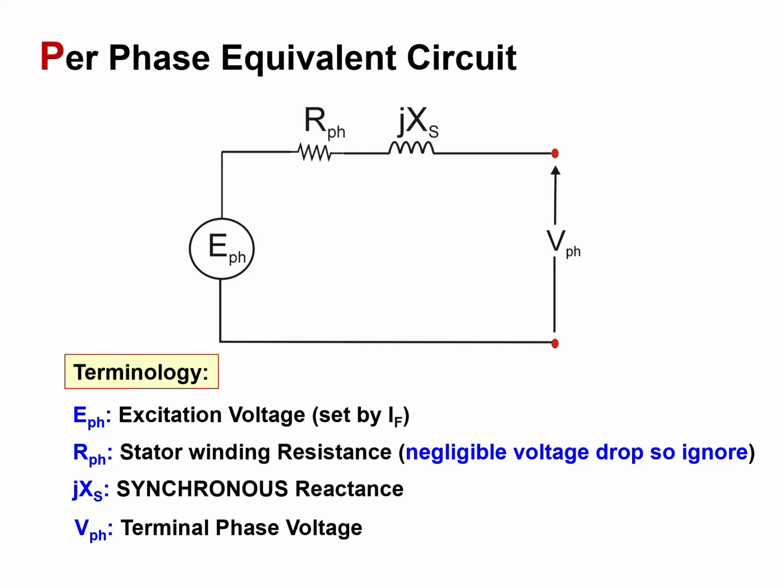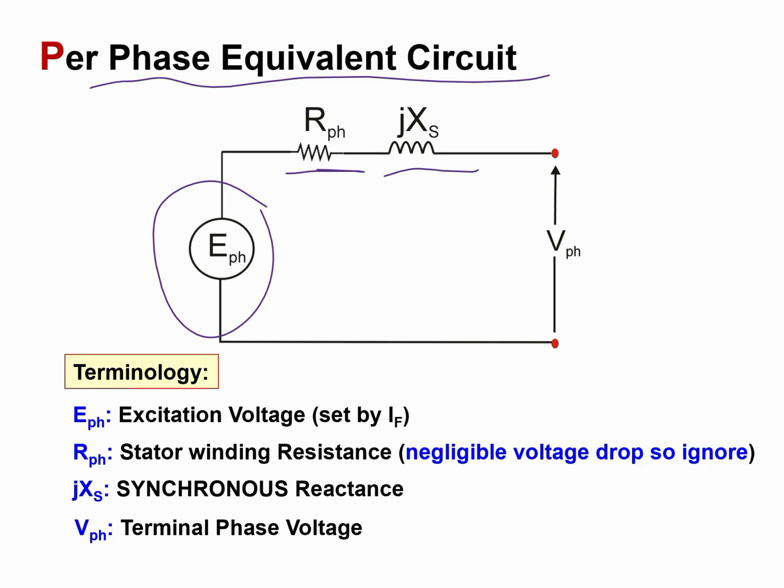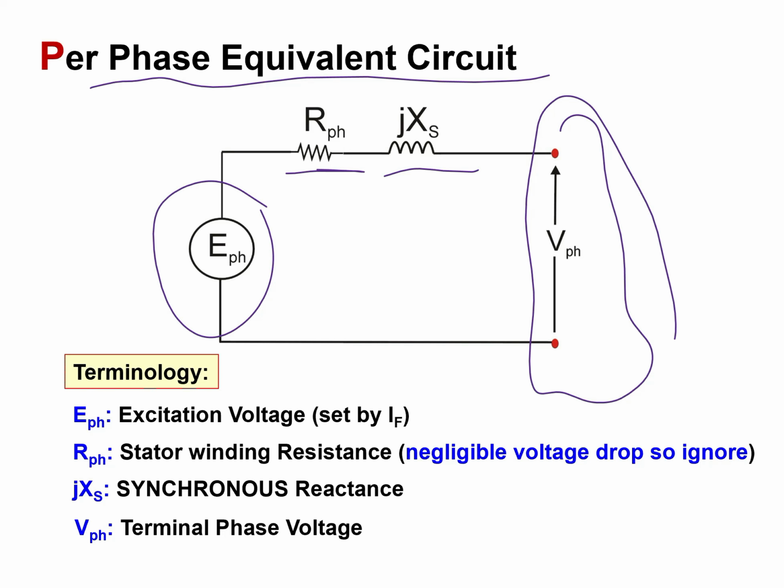Now, if we take a closer look, so if we zoom in and take only one phase equivalent circuit, we will see that it looks something like that. This is very simple. Over here, this is the excitation voltage, which is set by the current IF. And this is the stator winding resistance, which is usually negligible because the drop across it is ignored. And over here is the synchronous reactance. This is the terminal phase voltage or the output voltage.